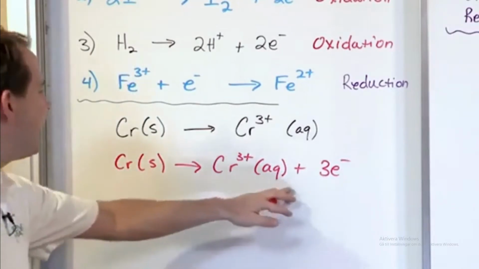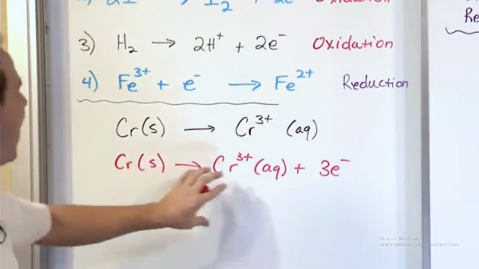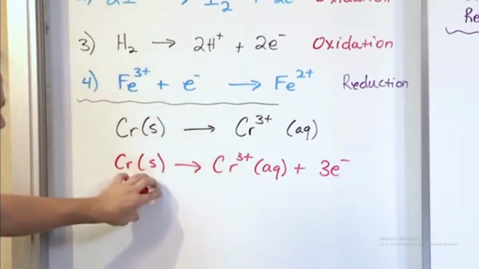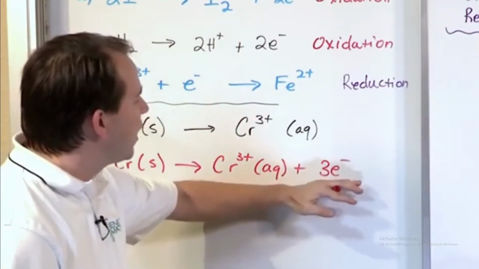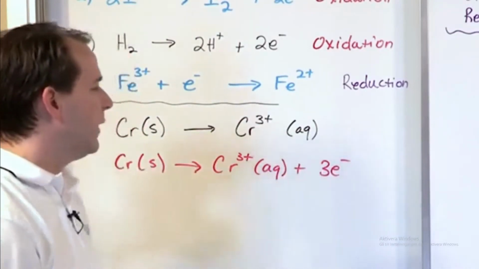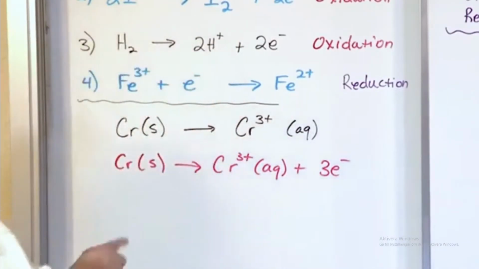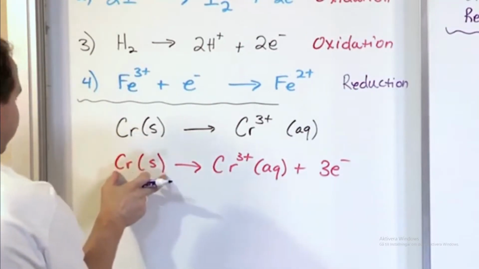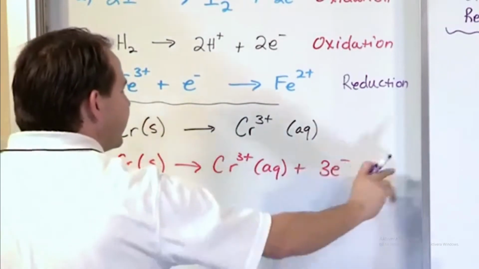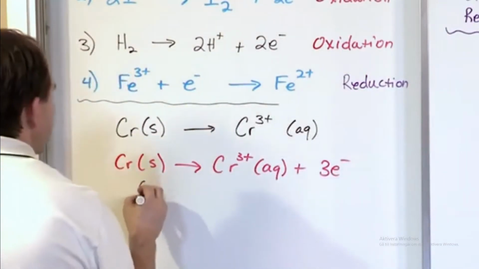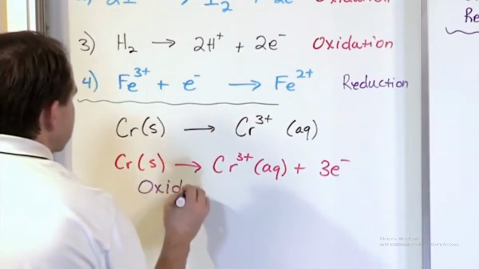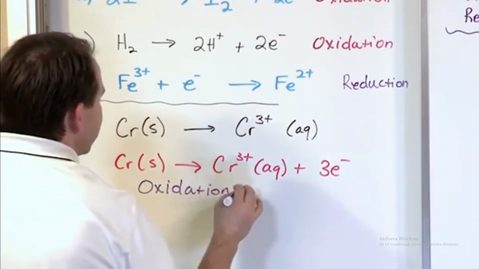So we have a balanced half reaction here because we have the atoms balanced, the chromium's balanced, and we're taking account to what's going on with the electrons. 3 electrons are gone away. Now, is this oxidation or reduction? Well, this is a situation where chromium is losing electrons, right? It's losing electrons because it started with a neutral atom. We end up with an ion plus some free electrons. So this is an oxidation process.